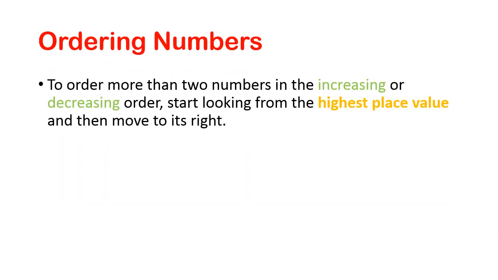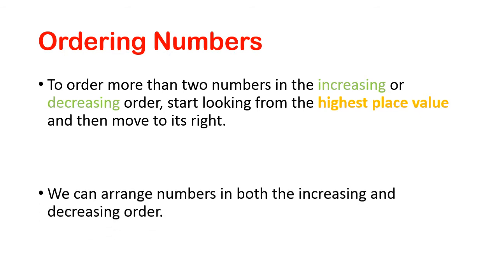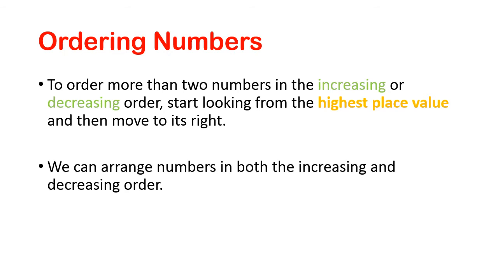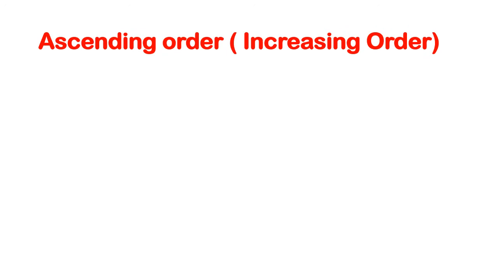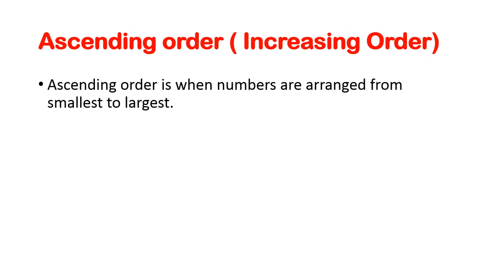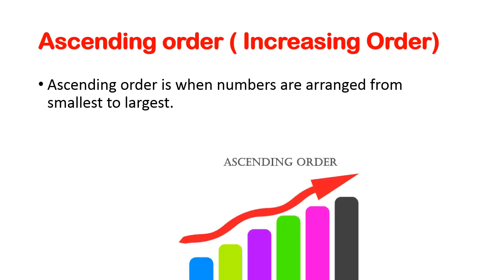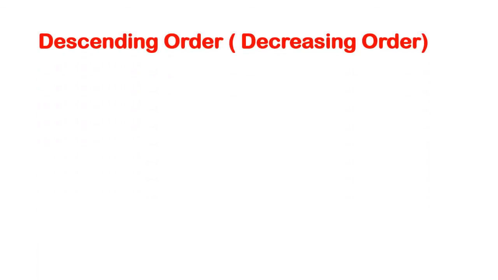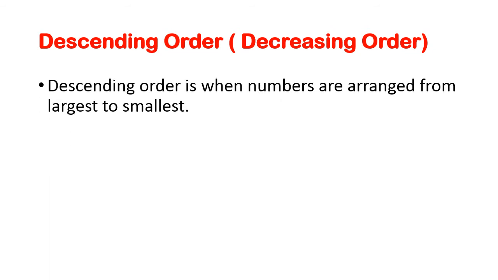Okay, ordering numbers. To order more than two numbers in the increasing or decreasing order, start looking from the highest place value and then move on to its right. So we can arrange numbers in both the increasing and decreasing order. So increasing order, that is ascending order, is when numbers are arranged from smallest to largest number. Then descending order or decreasing order is when numbers are arranged from largest to smallest.